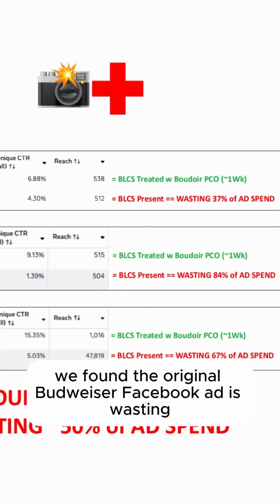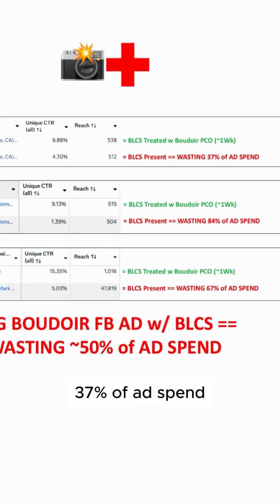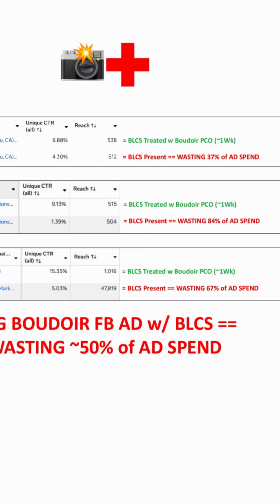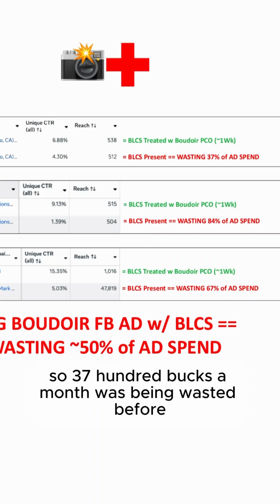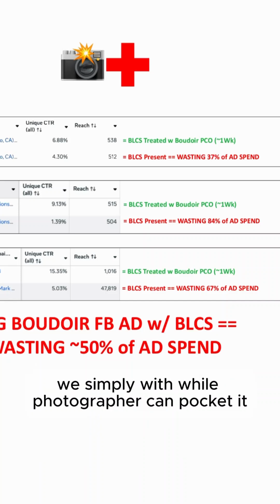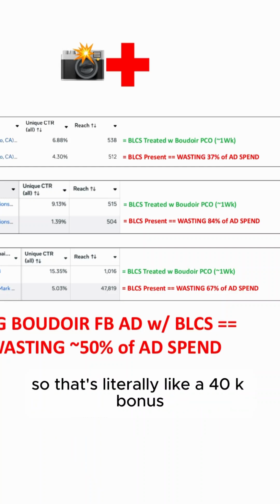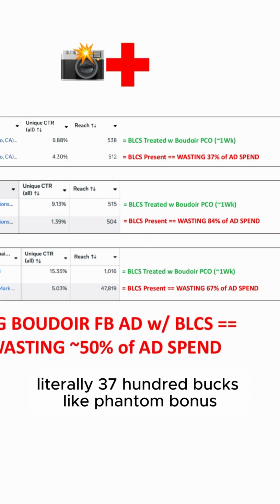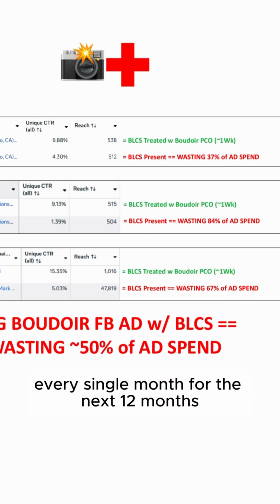So we found the original boudoir Facebook ad is wasting 37% of ad spend, which means if the original was spending 10 grand a month, now the boudoir photographer only needs to spend $6,300 a month on the Boudoir Pico treated ad, and they will get the same number. They're adding to the same number of women's brains each month. So $3,700 a month was being wasted before. Now we don't even spend it. The boudoir photographer can pocket it. That's literally like a 40K bonus over the next 12 months. Literally $3,700 like a phantom bonus every single month for the next 12 months.